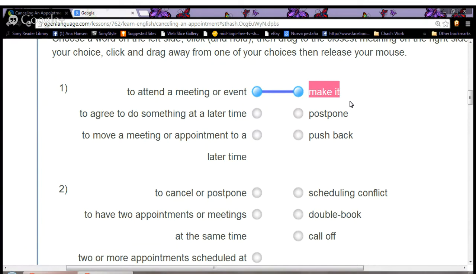So what did you guys do last night? Oh, we made it. That means we had sex. That doesn't mean that we went someplace or attended a meeting or something like that. So it can have two different meanings. It's not used as much anymore. But if you hear someone say, yeah, we were making it all night, they're not talking about going to a meeting. They're talking about the other.